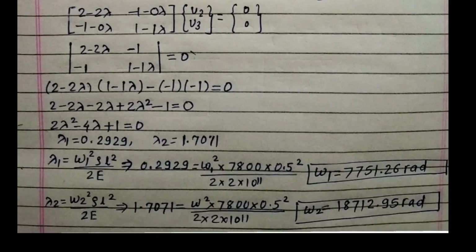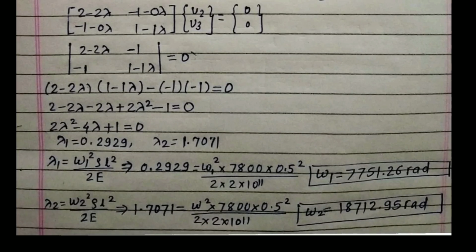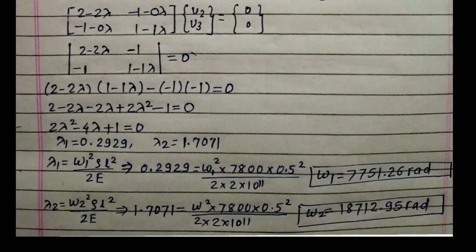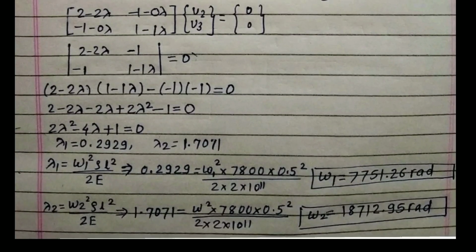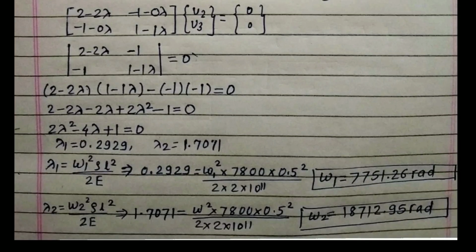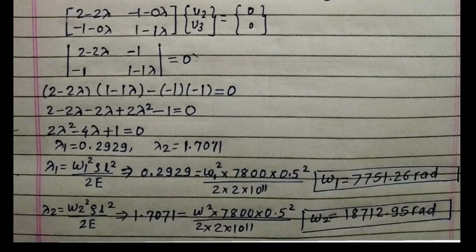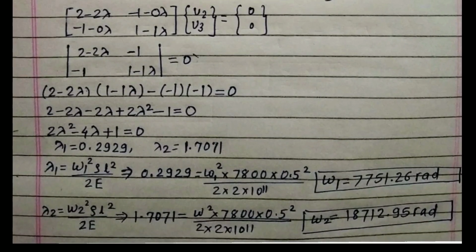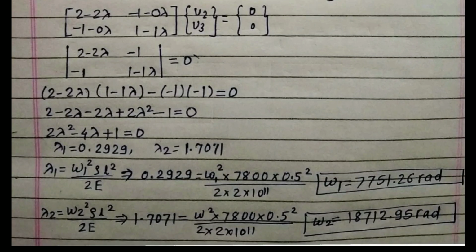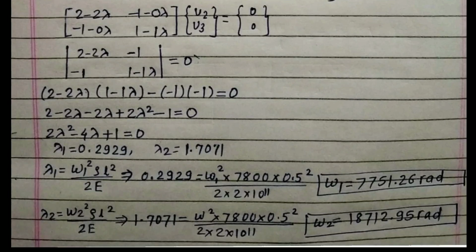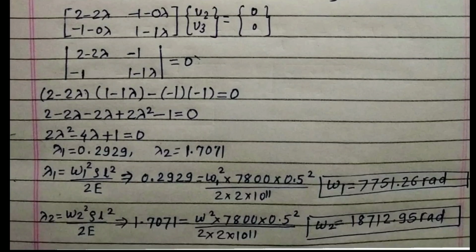So the determinant of [2-2 lambda, -1; -1, 1-lambda] is equal to 0. So I will cross multiply: (2-2 lambda)(1-lambda) minus (-1)(-1) is equal to 0. So 2 minus 2 lambda minus 2 lambda plus 2 lambda square minus 1 is equal to 0. So 2 lambda square minus 4 lambda plus 1 is equal to 0. By solving this equation I will get two values of lambda: the first value is 0.2929, which I will call lambda 1, and the second value is lambda 2, that is 1.7071.